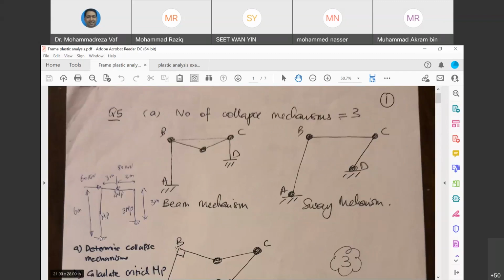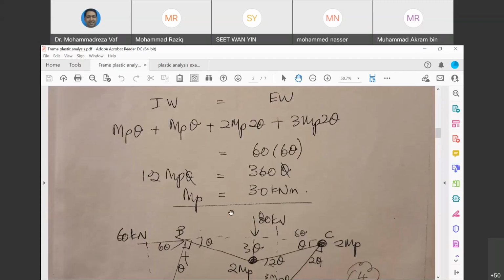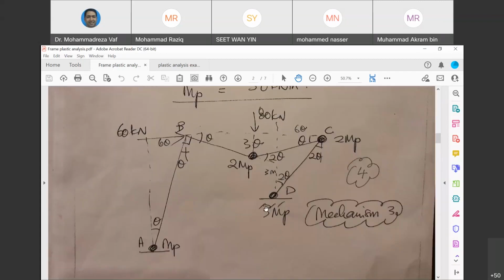Therefore, the plastic hinge is going to be MP. Between these two, here we don't have any plastic hinge, but here under the load we have one plastic hinge, which is going to be 2 MP. And here between these two, again, we are going to use 2 MP. At the base it is going to be 3 MP. So this is what we have used for our frame in the combined mechanism: MP, 2 MP, 2 MP, and 3 MP.